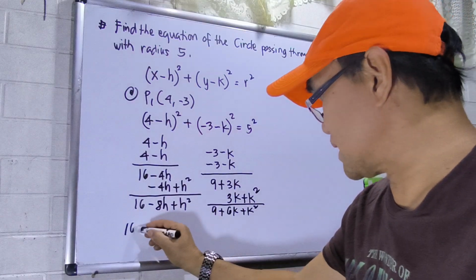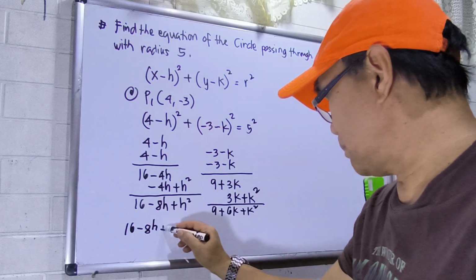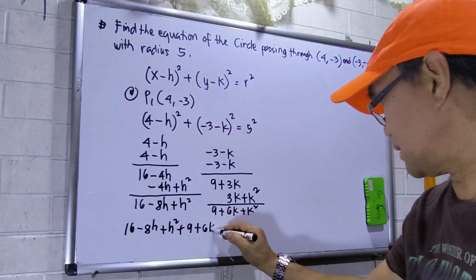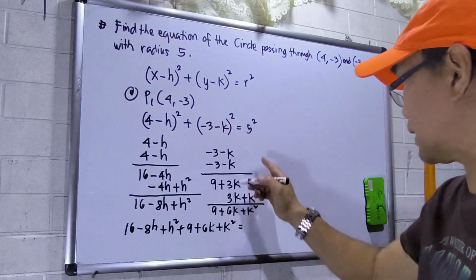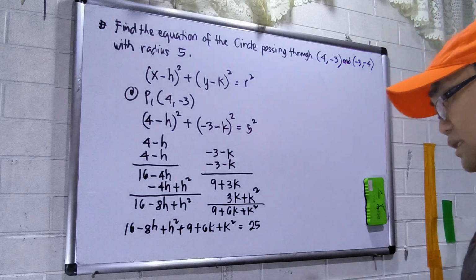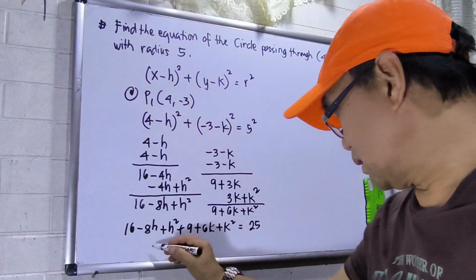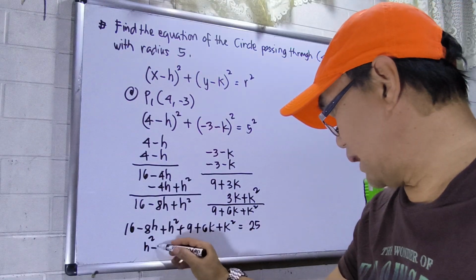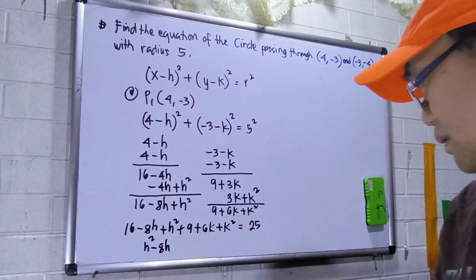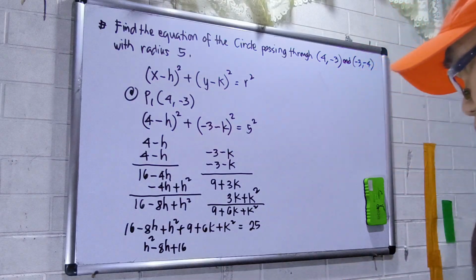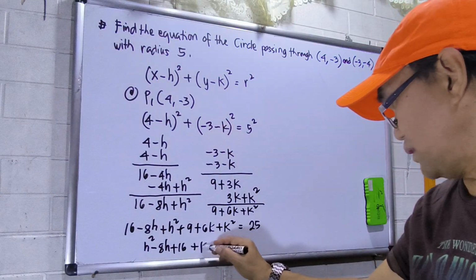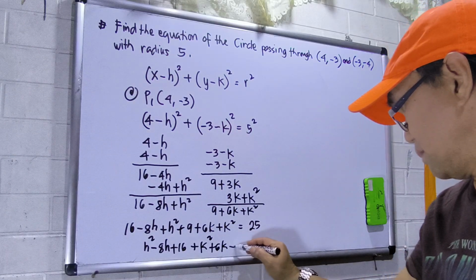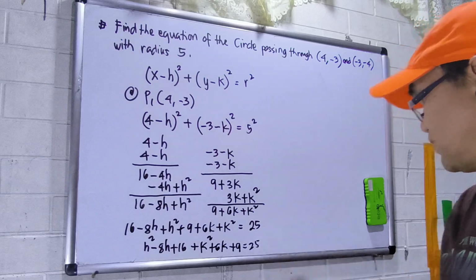So I have here 16 minus 8h plus h squared plus 9 plus 6k plus k squared is equal to 25. Okay, so I will write this one as h squared, then next will be minus 8h plus 16, then k squared plus 6k plus 9 is equals to 25.